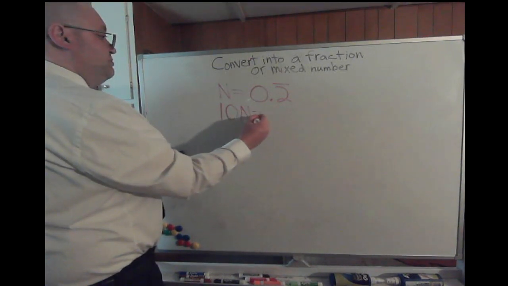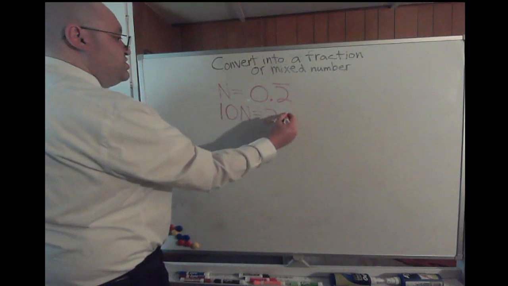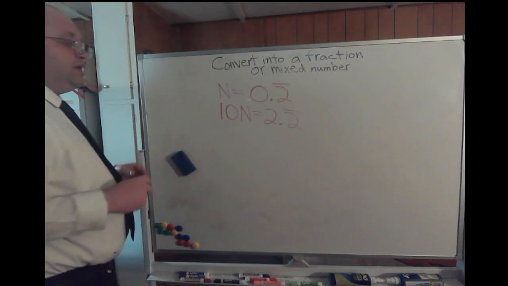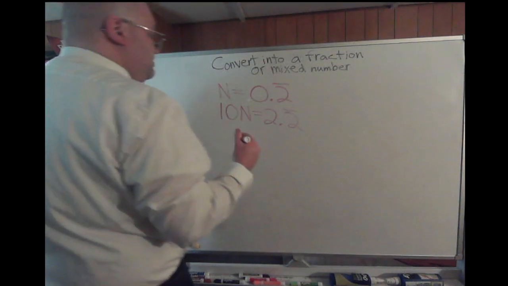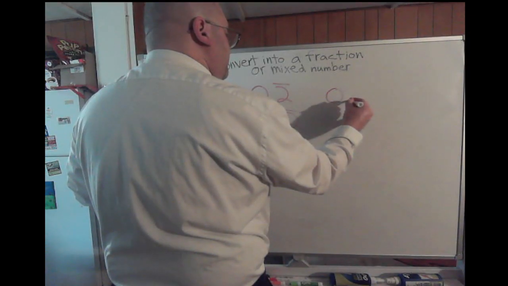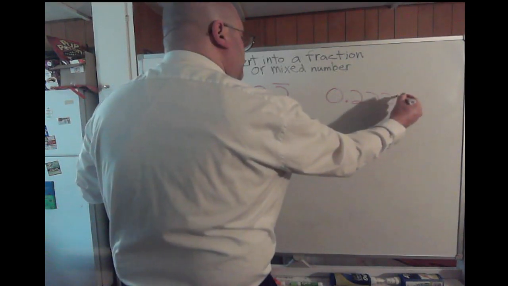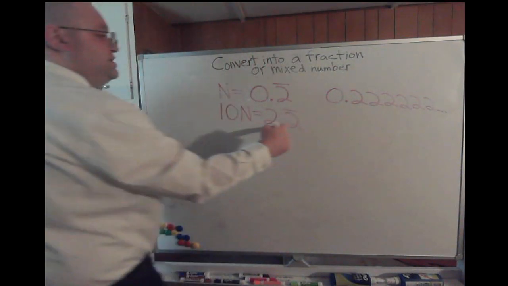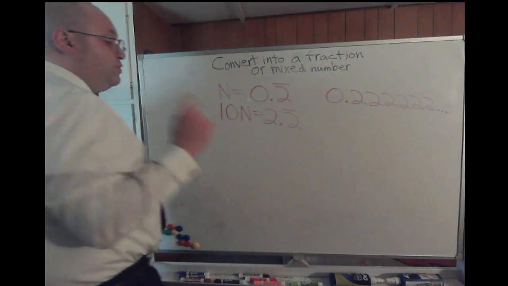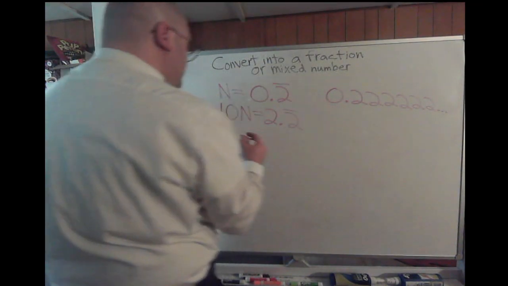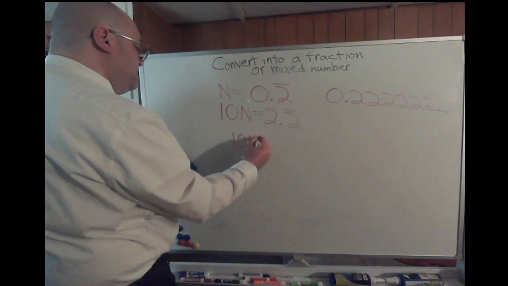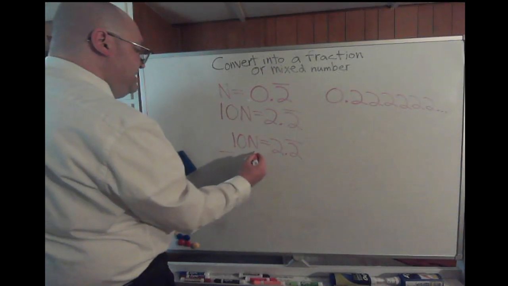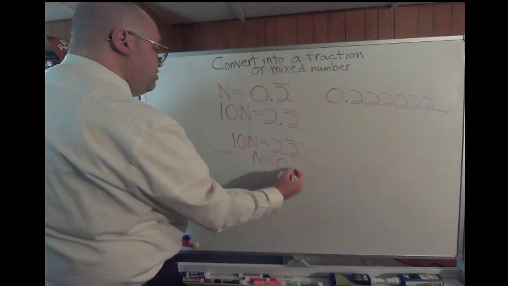What you'll get if you multiply by 10 is 2.2 repeating. Let's look at this: 0.2 repeating is the same as 0.2222222, and so on. You multiply it by 10, you'll get 2.2 bar. Now, to convert this to a fraction, you'll take your 10n, which is equal to 2.2 bar, minus n, which is equal to 0.2 bar.